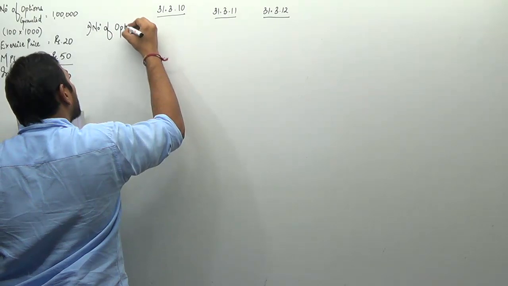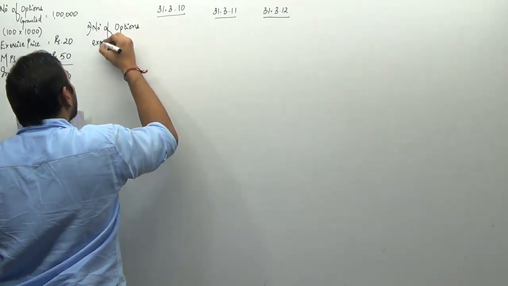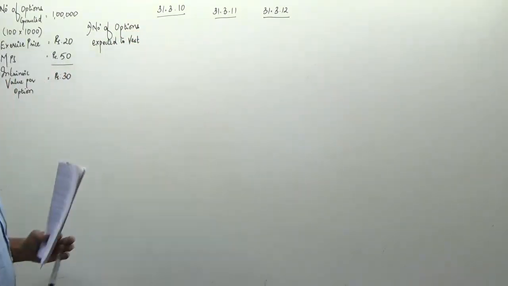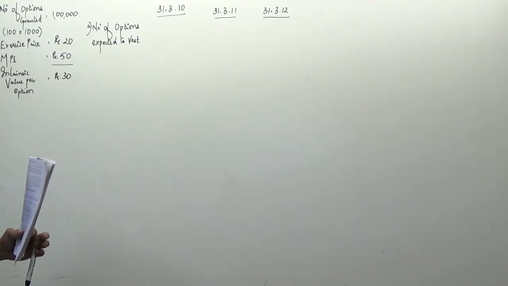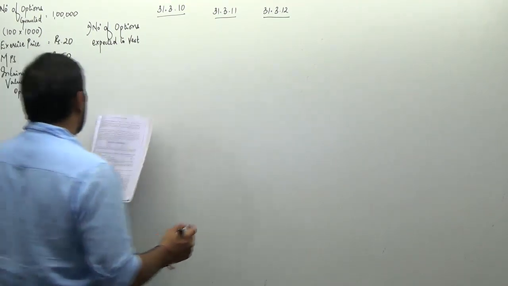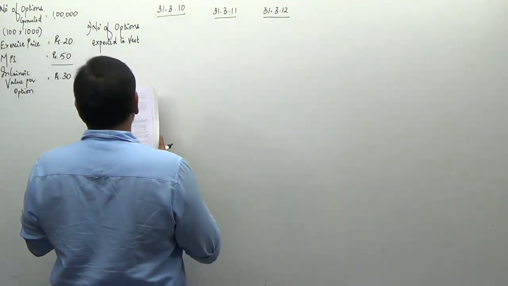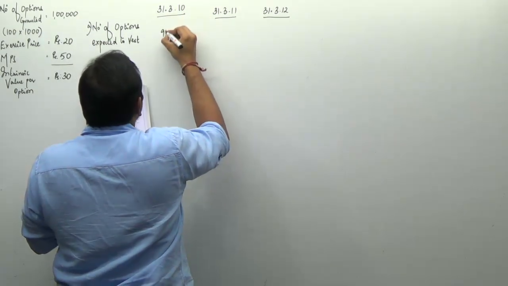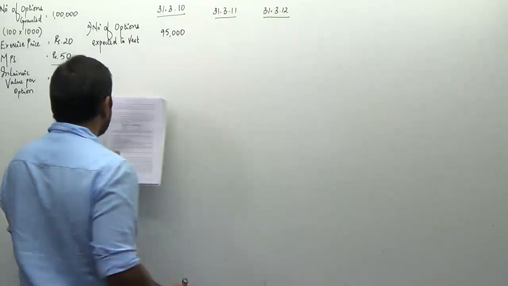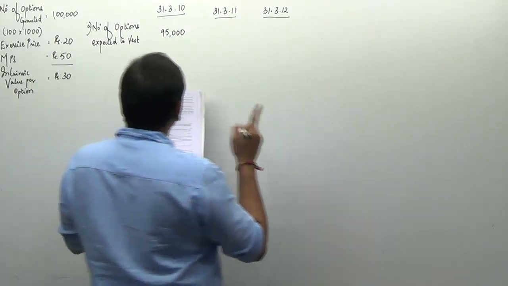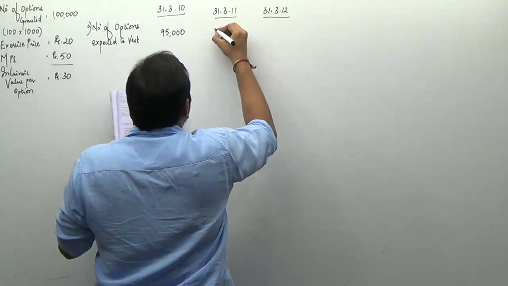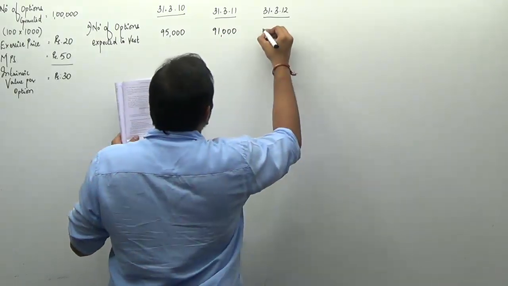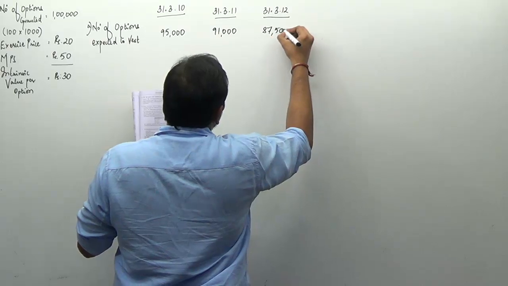Start with number of options expected to vest. How many options were there? 1 lakh. But check, come down below. 5,000 unvested options lapsed on 31st March 2010. So number of options will become 95,000 here. Next, 4,000 unvested options lapsed on 31st March 2011. Out of 95, 4 went out. 91,000 will remain. Last year again, 33,500 went out. So balance number of options are only 87,500.